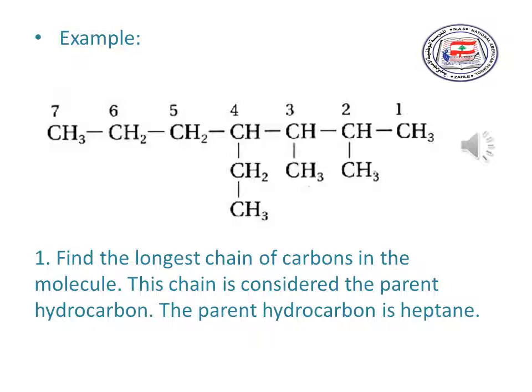Let's take an example. First, find the longest chain of carbons in the molecule. This chain is considered the parent hydrocarbon. In this example, the parent hydrocarbon is heptane because it contains 7 carbon atoms.